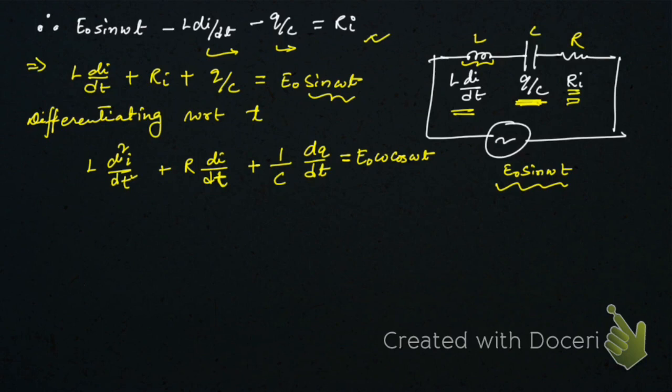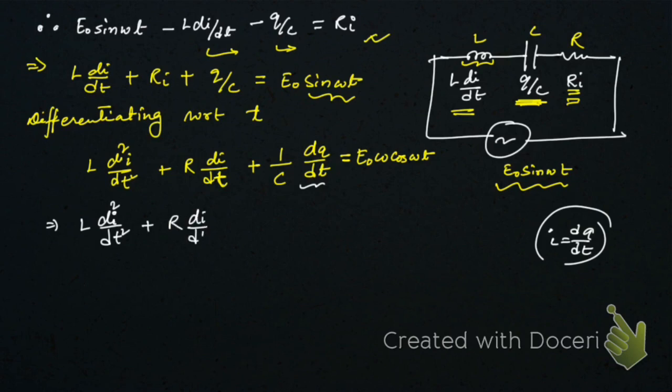From here we can replace dq by dt by I, because I is equal to dq by dt, the rate of flow of charge. So we can write L times the second order derivative of I with respect to time t, plus R di by dt, plus 1 by C times I, equal to E naught omega cos omega t.